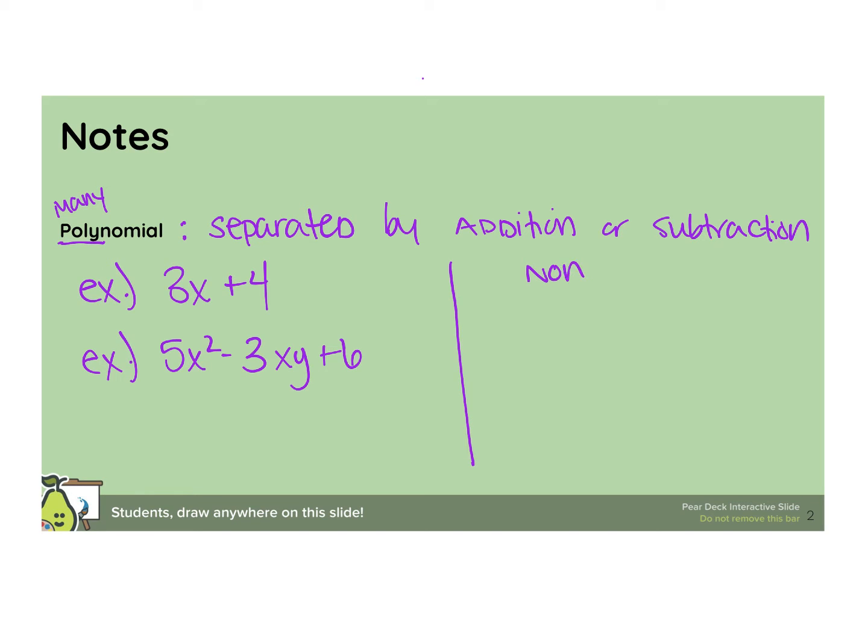Non-examples, so these are not polynomials, would just be like 3x. That's a monomial. There's no plus or minus. Negative 5ab squared c to the third d e f. It doesn't matter how long it is. It doesn't matter that it's negative, okay? That's still a monomial. That's one term. So when you have the pluses or minuses separating two monomials, that's a polynomial. Next slide, I'm going to show you how to multiply them.